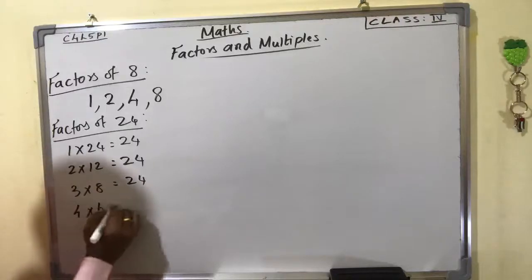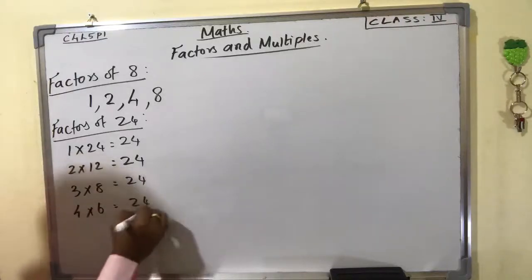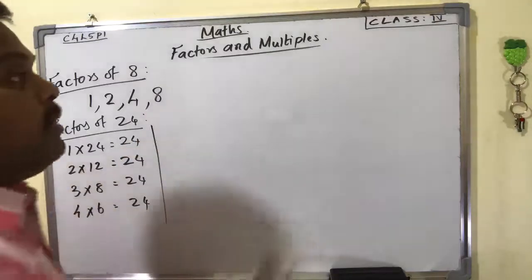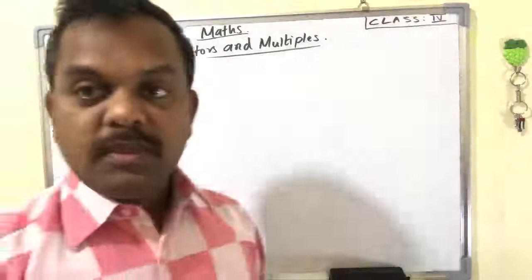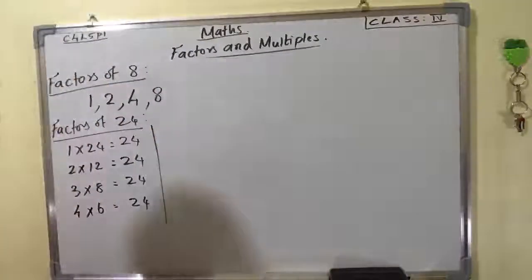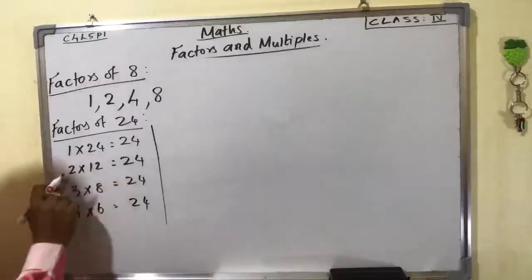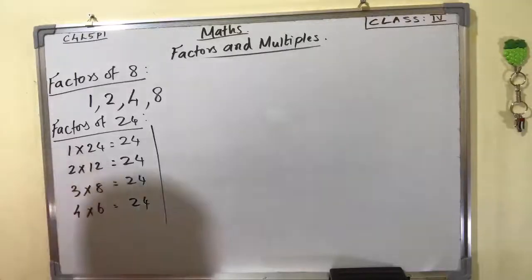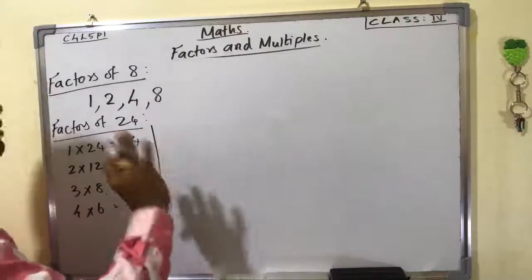4 6s are 24. Okay, so this is the multiplication method, but the division method is better. Look here, the numbers are changing: 1 24, then 2 12, 3 8, 4 6. Numbers are changing, so it is better to find by the division method.